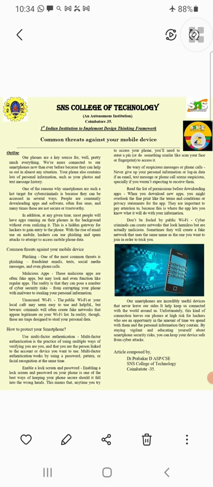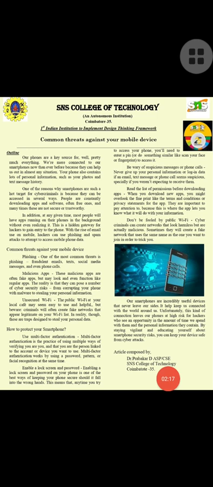And how to protect ourselves? The first factor is to use multi-factor authentication. What is multi-factor authentication? Two-tier or more than two-tier security should be enabled, like a biometric system, face recognition, iris recognition, or password management. So instead of one layer of security, we go for another layer of security.